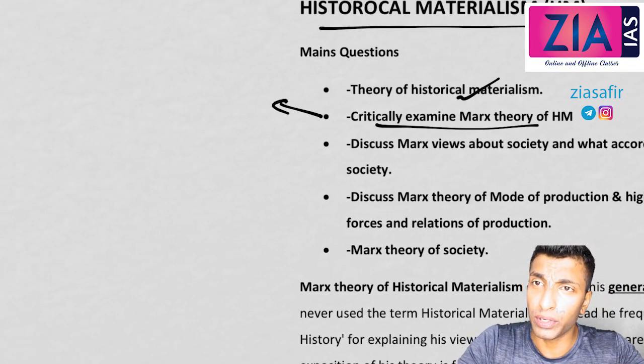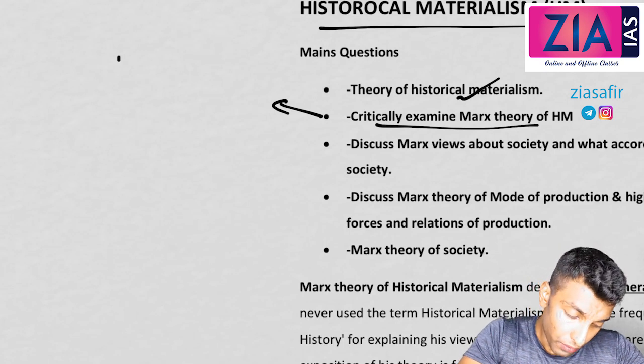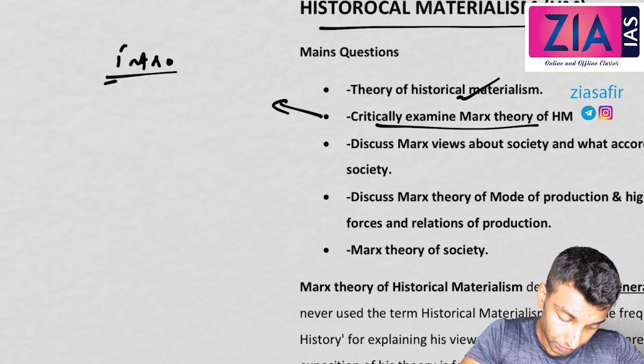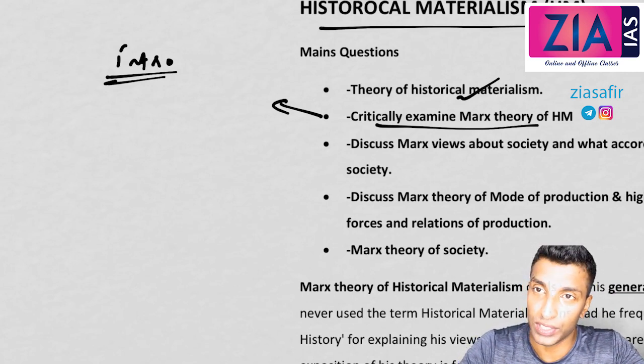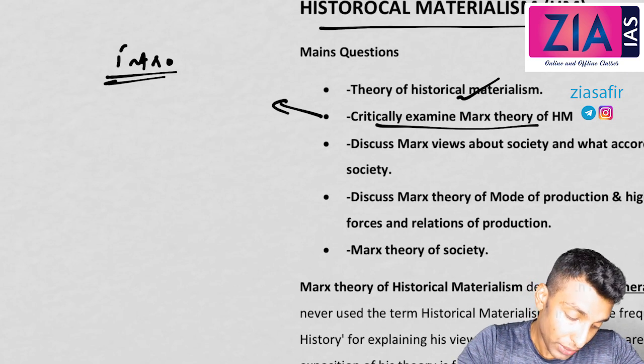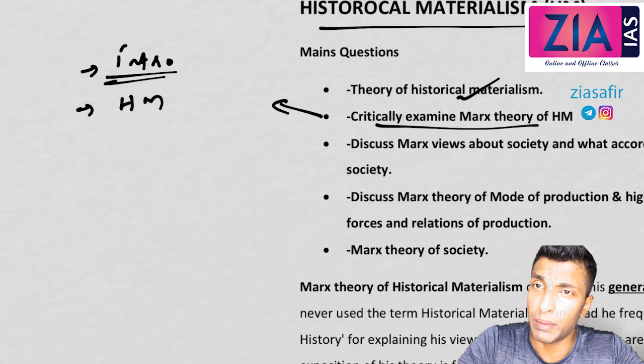If the question is about critically examining, what you need to do is first write the introduction of this theory. In the introduction you can write a better introduction with his idea about society and change itself, and that is also a part of the theory. So there is no need to write a separate introduction. Then you can write what is this theory of historical materialism.